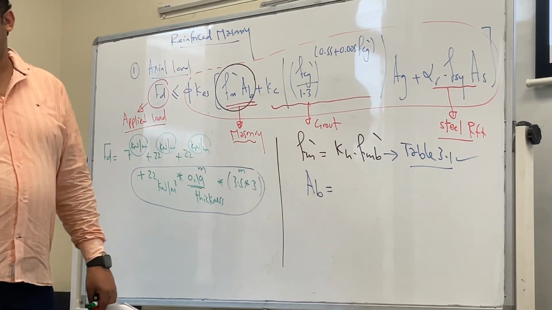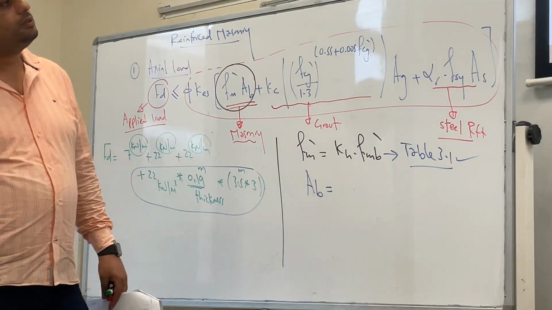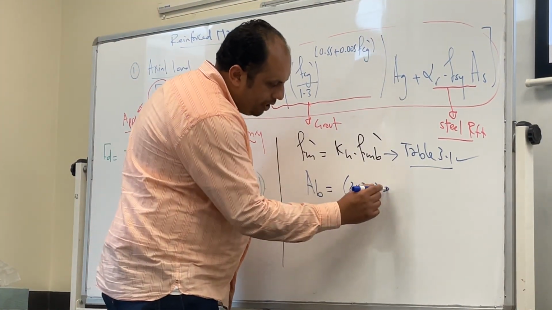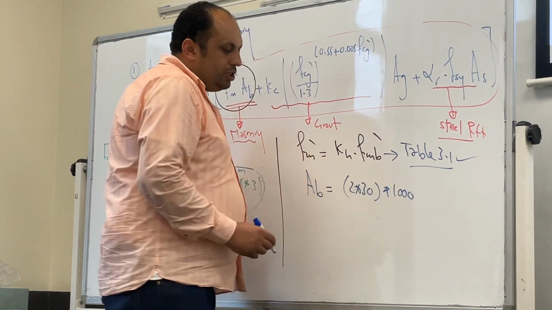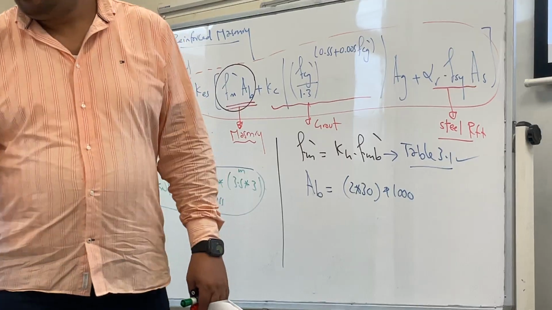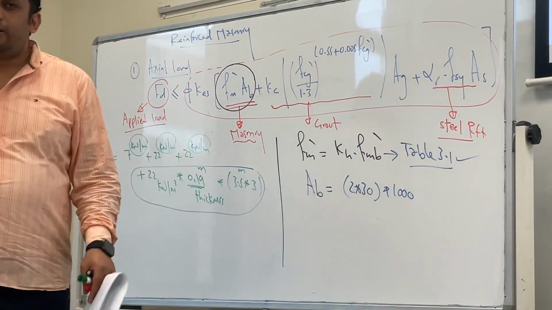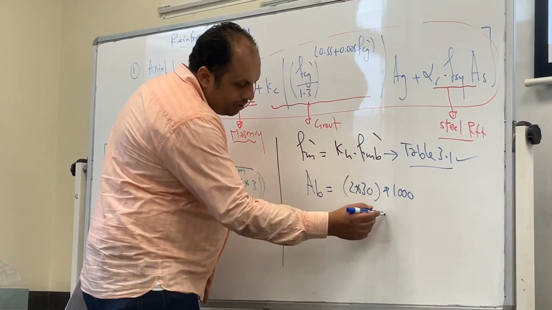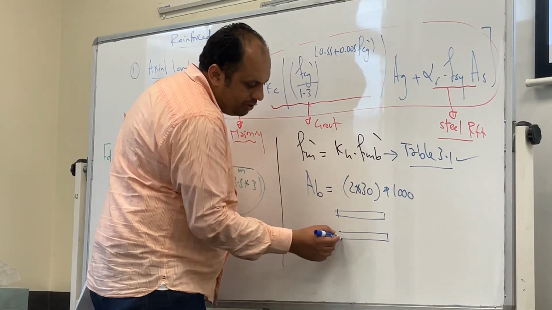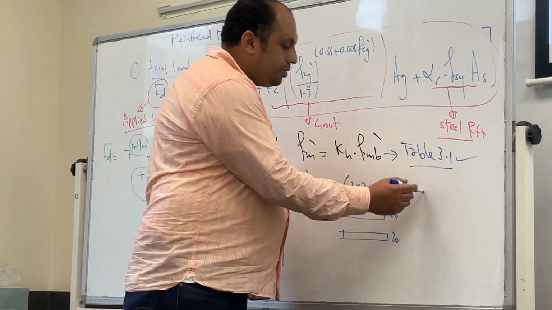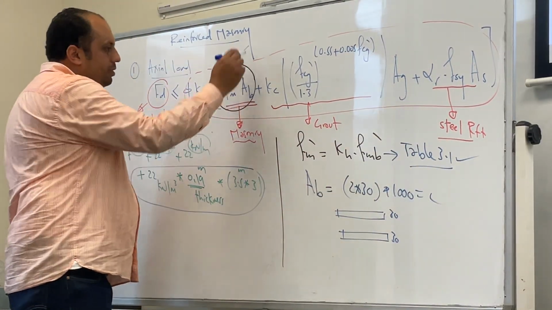What is the bedding area here? 2 times 30 times 1000. Just to be careful, when we don't have the length of the wall, we work on 1 meter running. If we have the length, we can use it. This is 2 face shells. So the bedding area is okay.